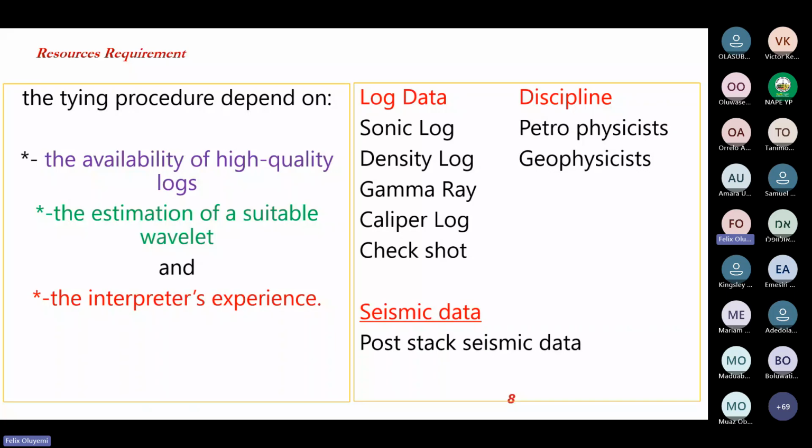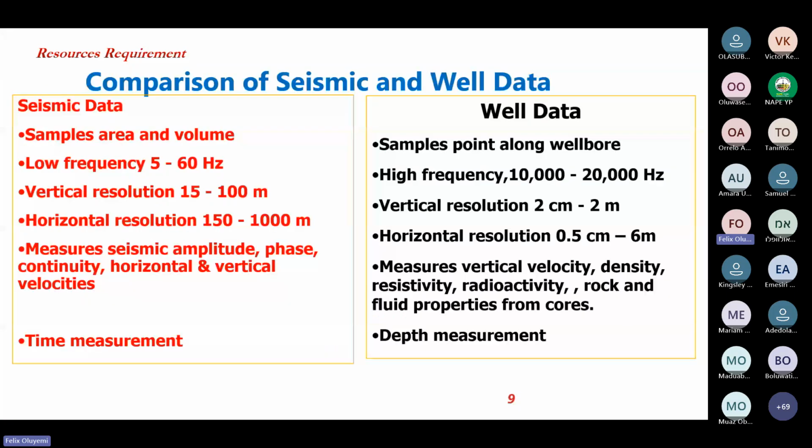So let's just look at it. We have seismic data, we have well data. So you have sample area and volume. Your seismic samples areas and volume, it samples bigger than what your well can see, while your well can just do sampling on a point data. For example, let's leave oil and gas. Let's go to borehole. If you drill your borehole for a well, you can only see that formation within the wall of the borehole.